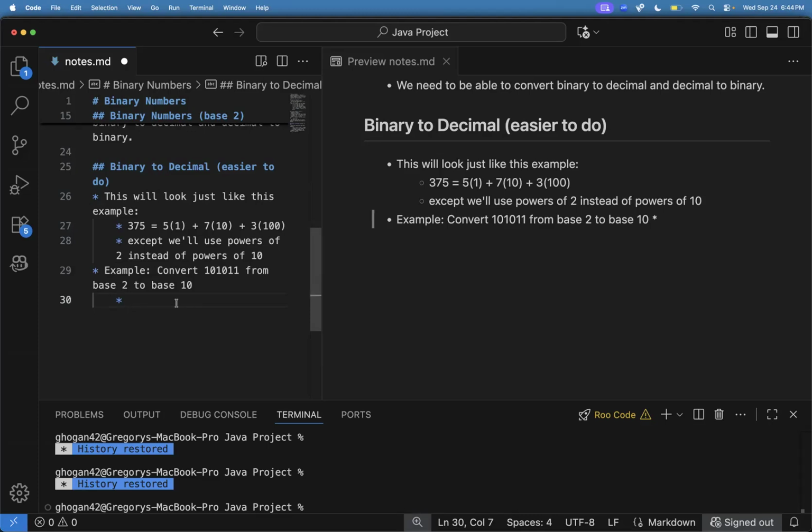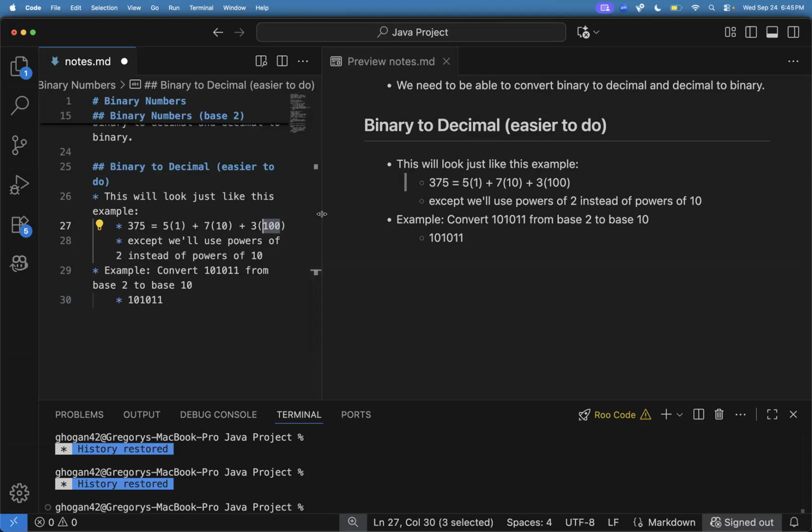How? Well, let's start with our number, right? So our number is 1011101011. Now, what we want to do is the exact equivalent of what we did up here. But remember that this one here was actually 10 to the 0, and the 10 here was actually 10 to the 1, and the 100 here was actually 10 to the 2.